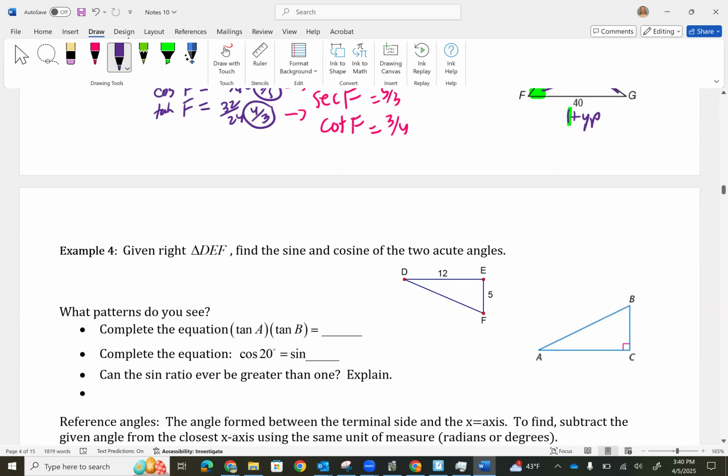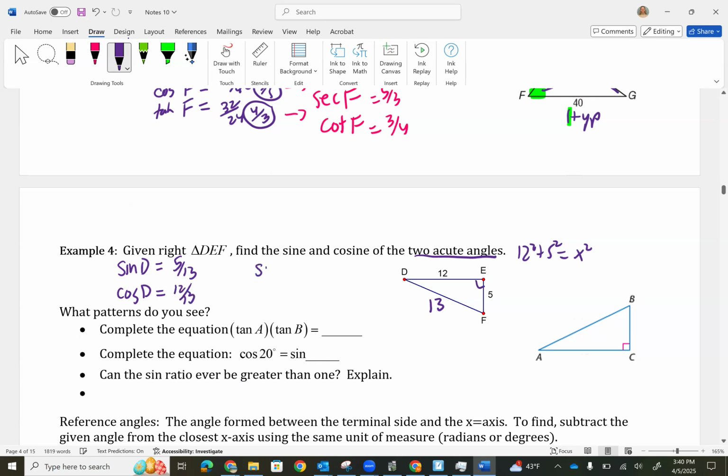So if you do the Pythagorean theorem, 12 squared plus 5 squared equals x squared, you're going to get this to be 13. Or if you know it's a special right triangle, they said do sine and cosine of both of the two acute angles within this triangle. So if you do sine of D and cosine of D, you get the sine of D to be the opposite, 5/13, and cosine to be 12/13.